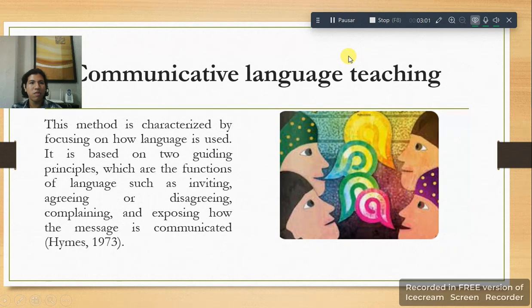The next is communicative language teaching. This method is characterized by focusing on how language is used. It's based on two guiding principles: the functions of language, such as inviting, agreeing, or disagreeing, and exploring how the message is communicated. It's a very interesting way, and it is very useful to communicate with other people, like asking how you are or how I can help you.